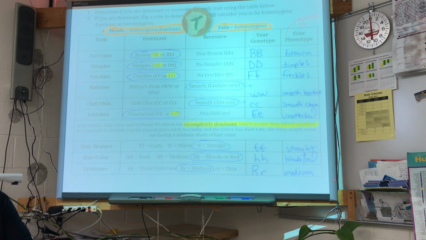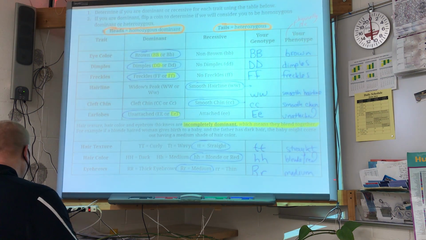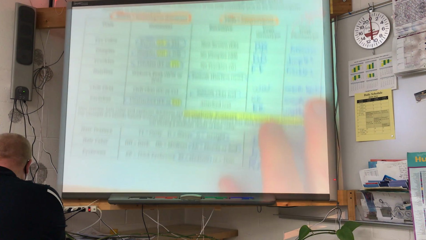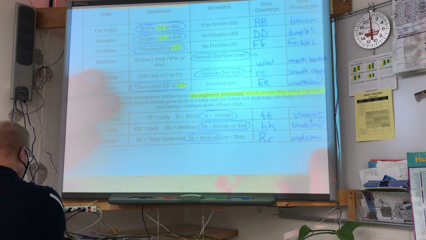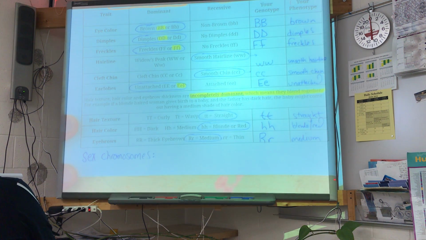All right, real quick, I want to talk sex chromosomes. I maybe mentioned sex chromosomes, maybe we haven't, I don't remember. I've often pointed to that poster on the board. We have 23 pairs of chromosomes, or a total of 46 chromosomes. Chromosome pair number 23 is referred to as our sex chromosomes. You get one from your mom, you get one from your dad. The sex chromosomes are X's and Y's.